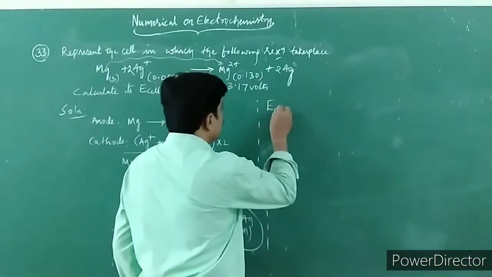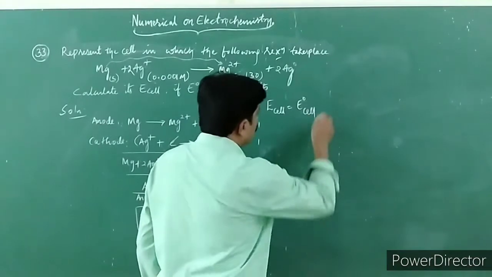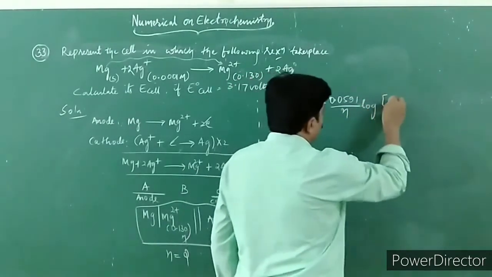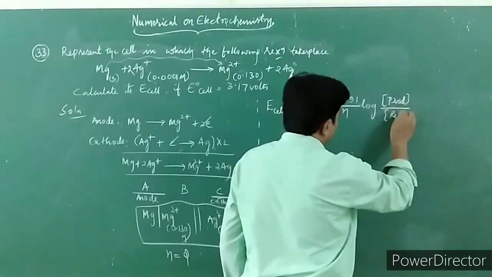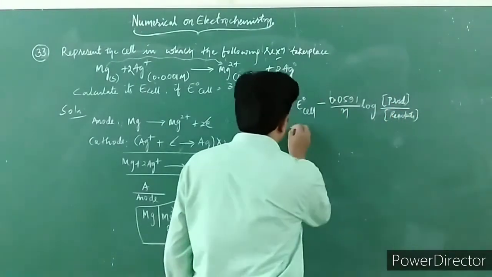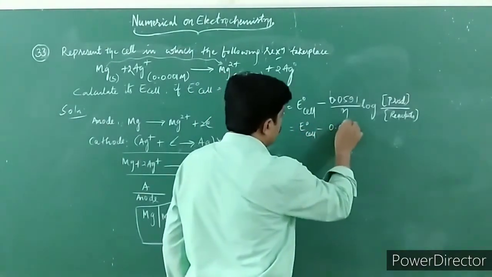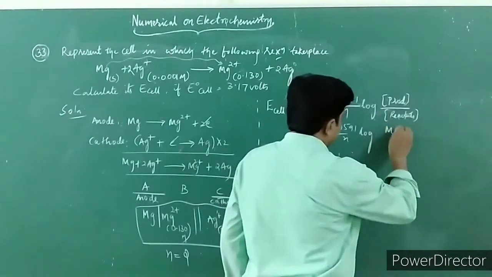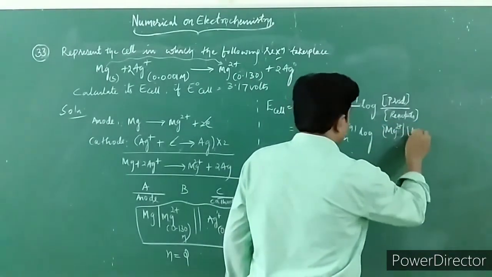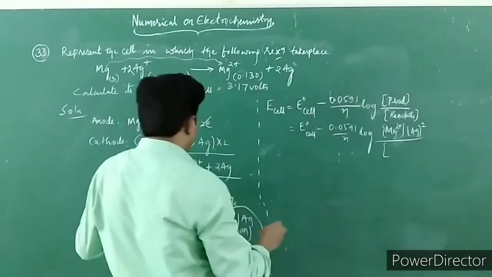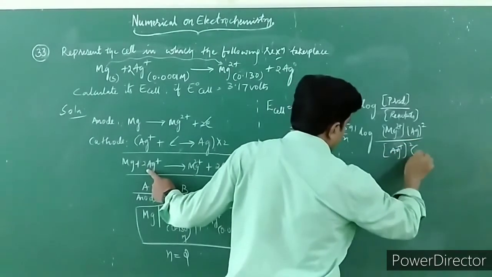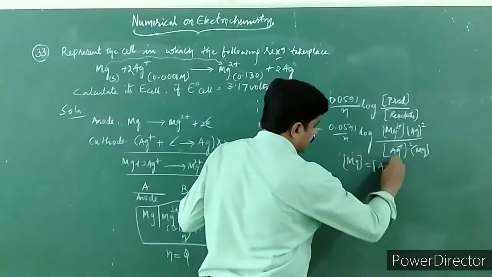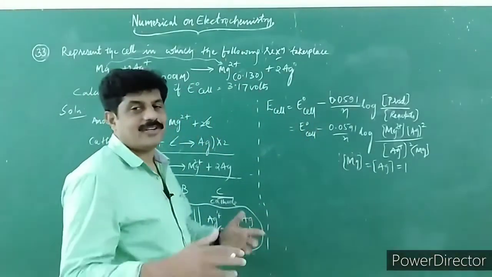Now let me write the Nernst equation. E cell is equal to E naught cell minus 0.0591 upon n into log of active mass of products upon active mass of reactants. Is it not? Look here, E naught cell minus 0.0591 upon n into log of products: Mg2 plus concentration into Ag whole square upon Ag plus whole square into concentration of Mg. Children, the concentration of Mg is equal to the concentration of Ag is equal to 1, or the active mass or the concentration of any metal is equal to 1.